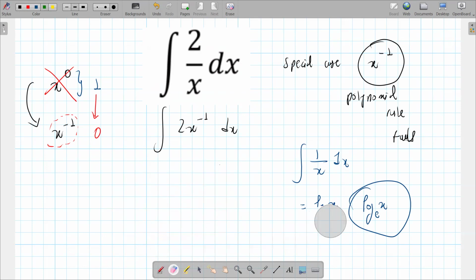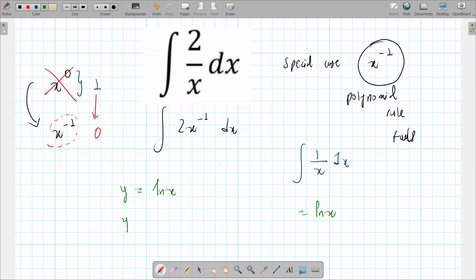So the integral of 1 over x is ln of x, which means the derivative of ln of x, if this is your y prime, would be 1 over x. Cool? So here, look at this. This is just a constant. You can even treat this as a bracket. You can pull the constant out. So that too, you can write it like this. No difference.